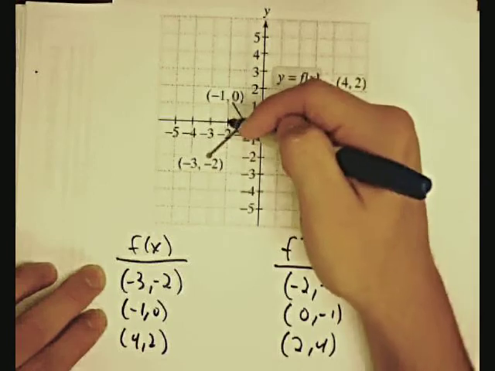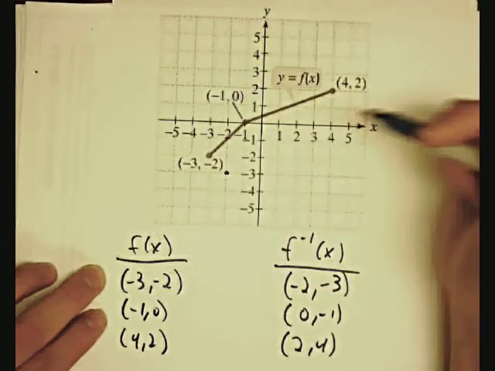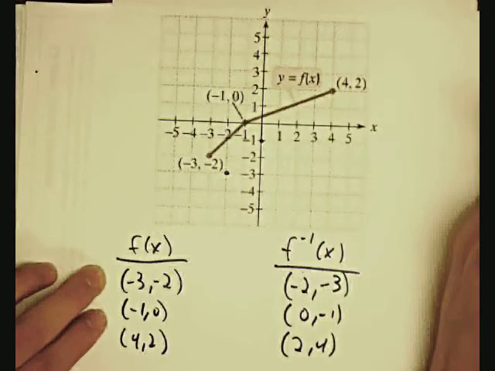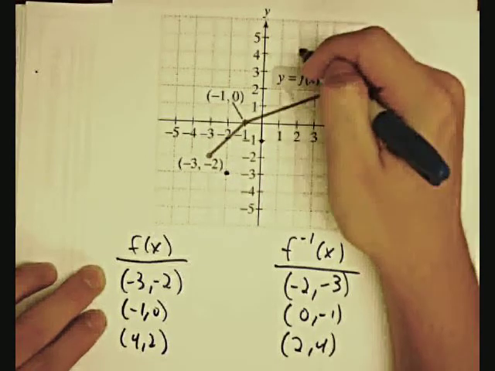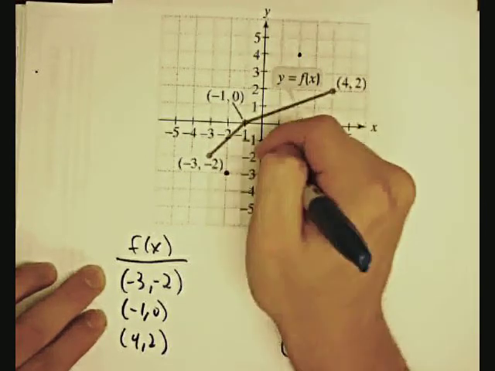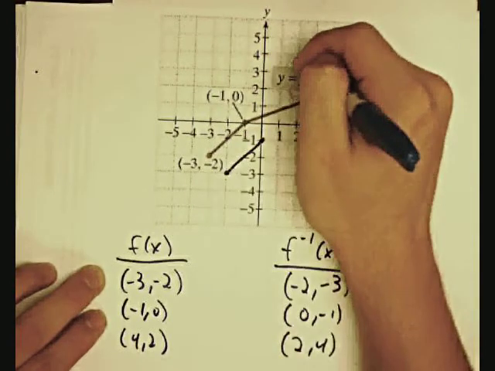So -2, -3, 0, -1, and 2, 4. If we connect these points, we get a graph that looks like this.